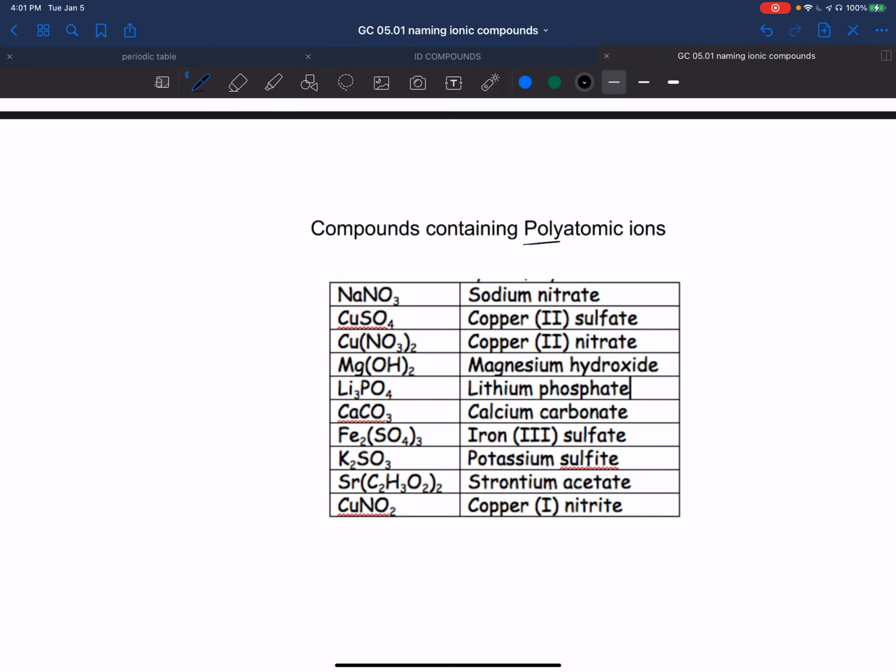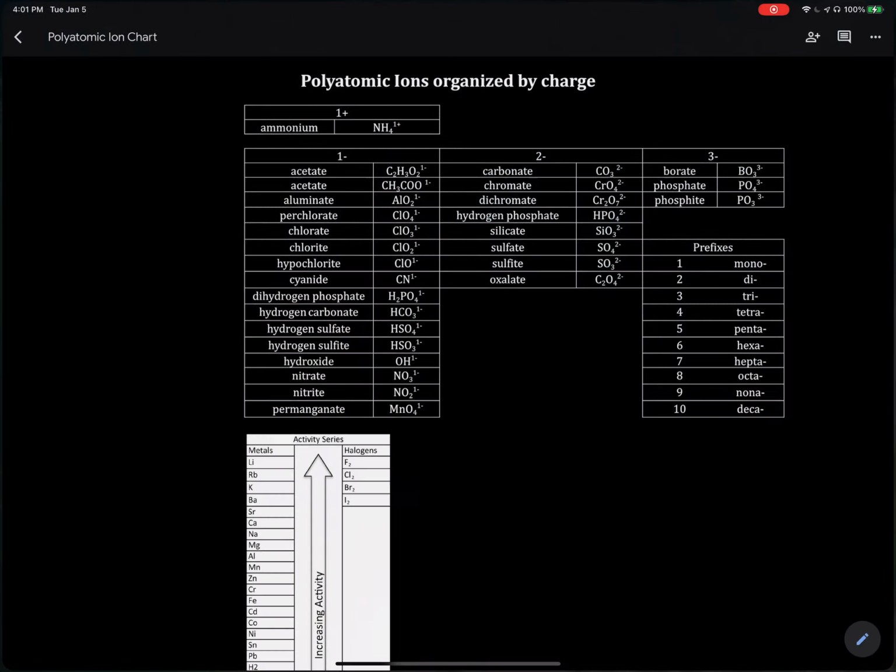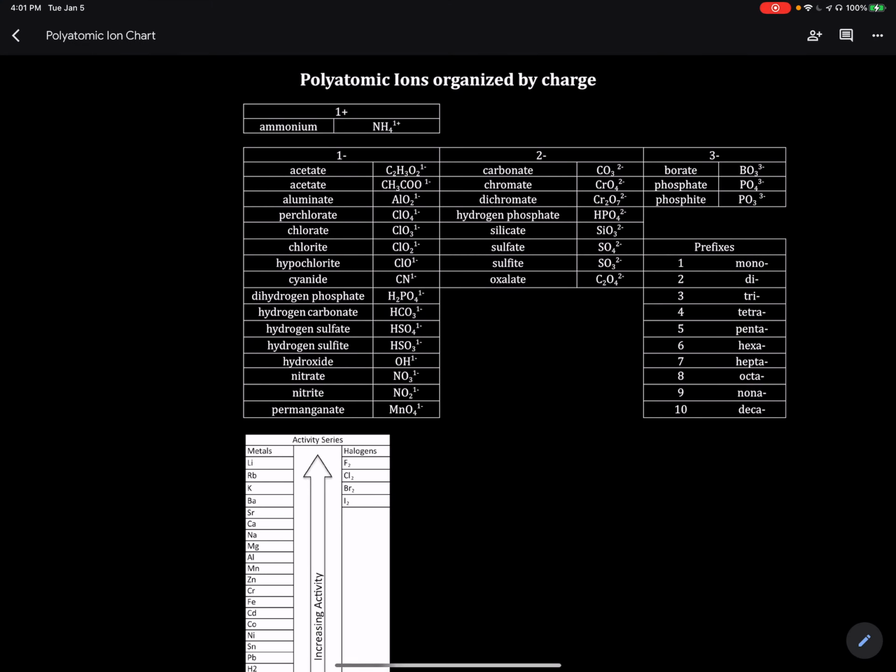Okay, so here's the deal. I am going to give you a polyatomic ion sheet, which looks like this. And you will basically be able to use this for the rest of the year on every assessment. So you should probably print it out and have it with you always and forever, like your periodic table.